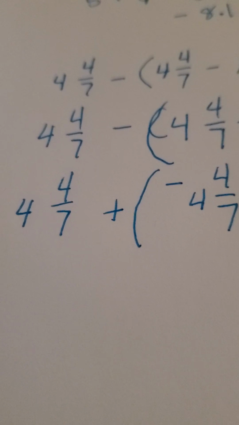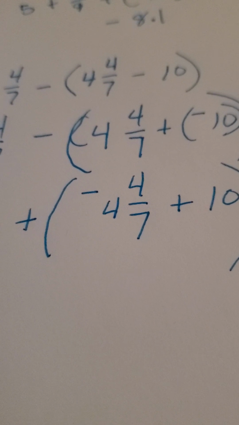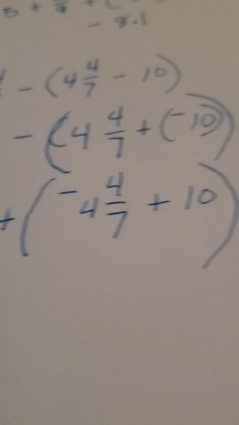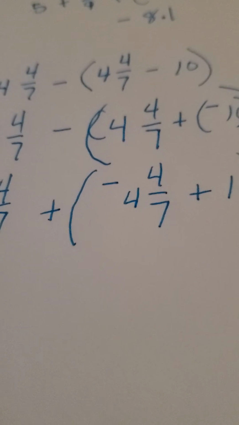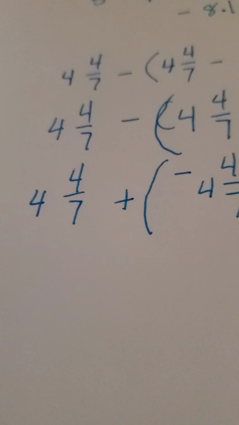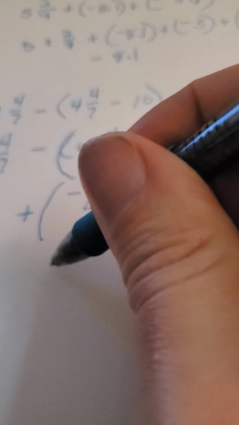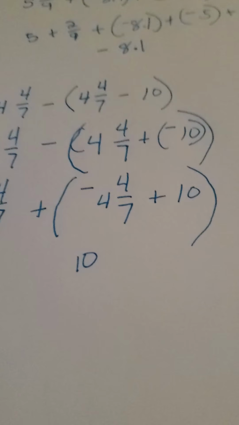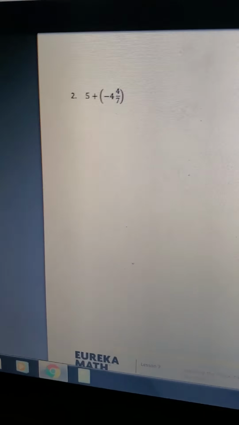So from this point, we have 4 and 4/7 plus a negative 4 and 4/7. It's all addition, so it doesn't matter what order you do it in. You don't have to do this first in the parentheses because it's all addition. It won't make a difference. So with this, you just add 4 and 4/7 and negative 4 and 4/7. And once again, you get an answer of 10. Okay, so they just cancel each other out. Okay, let's go on with number 2. This one is not quite as easy as that one.